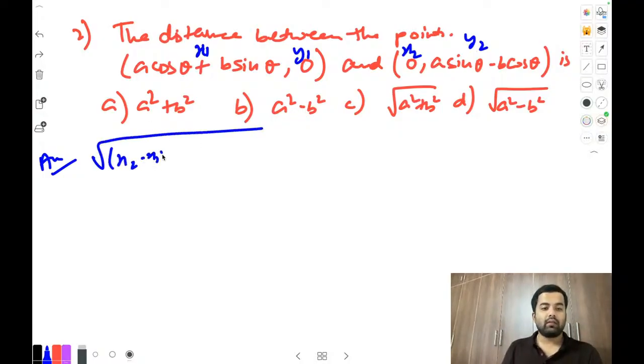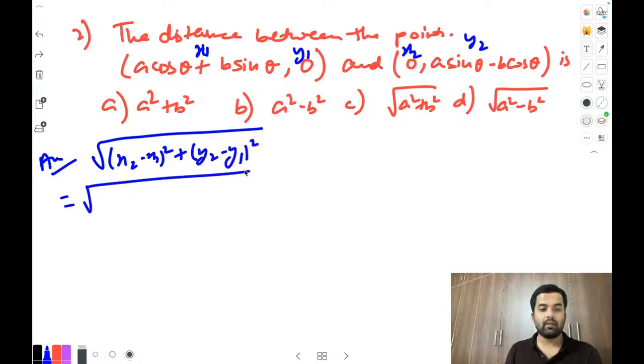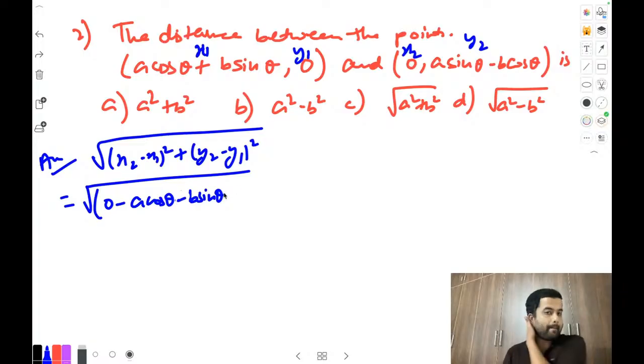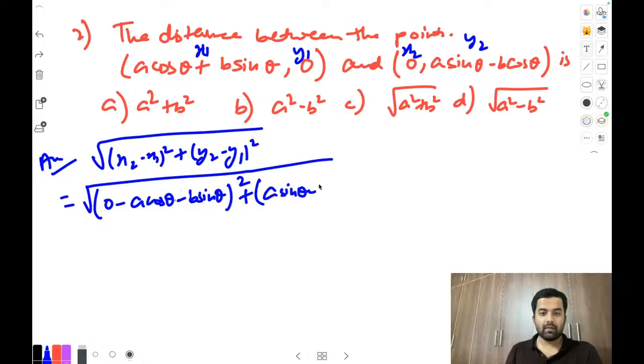As we see here, the formula is this. So just one by one keep the values. X2 value, what here it is 0 minus a cos theta will come plus b sin theta, but this will be changed. This becomes negative, right? Here this becomes negative. Whole square plus y square, y2 is what? A sin theta minus b cos theta minus 0 whole square.